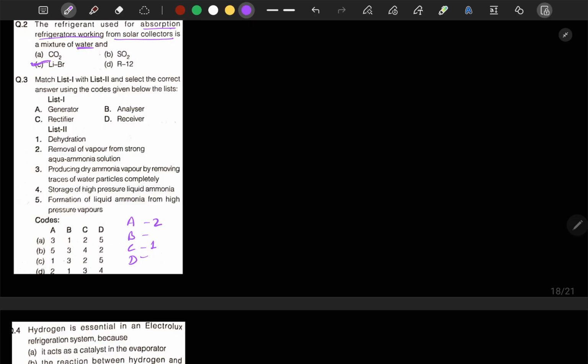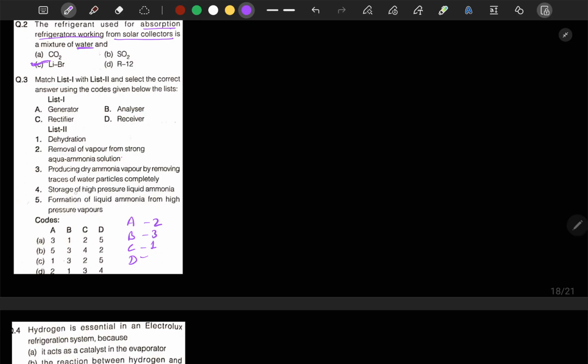It happens in your receiver. Or no, removal of vapor from a strong aqua ammonia solution, this happens in the generator. Producing dry ammonia vapor by removing traces of water particles completely, dry ammonia vapor, it happens after the generator, that is in the analyzer.